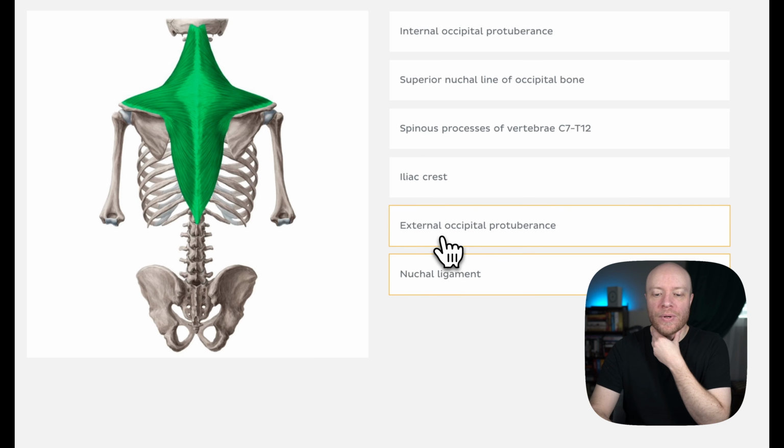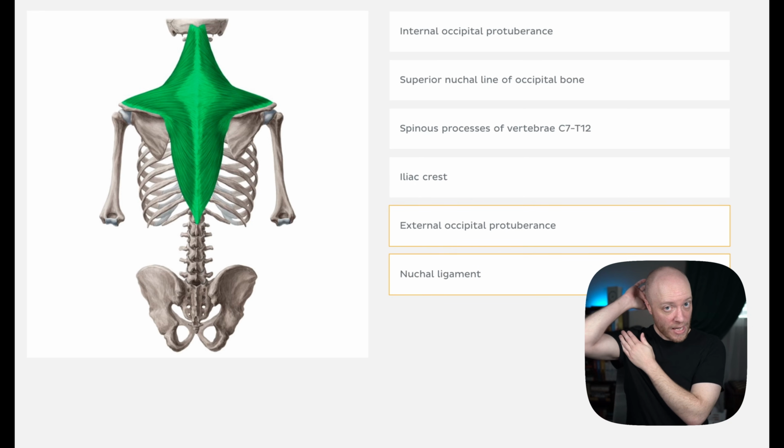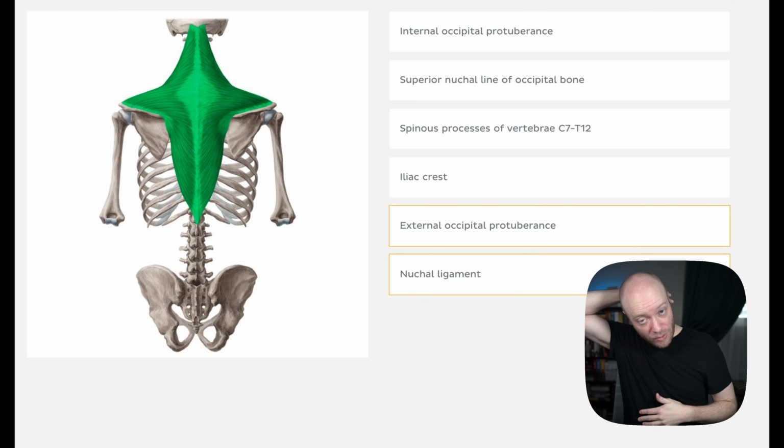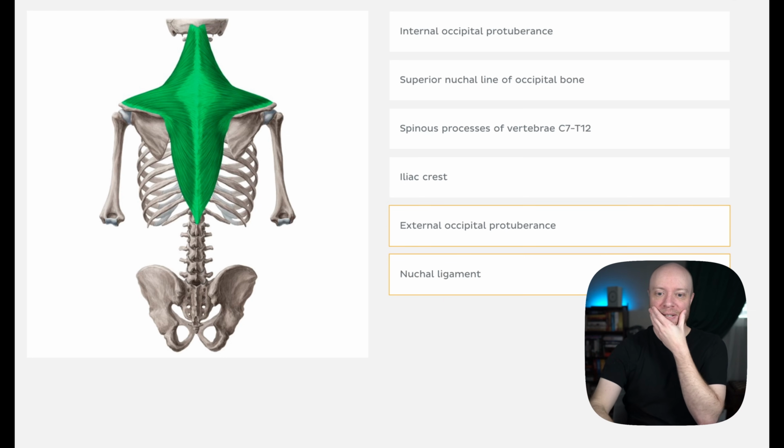Now, the next one is going to be the external occipital protuberance. So that is the bump in the back of the occiput, and then the nuchal ligament, I should say, is what is going to come off of it. Then the iliac crest, that is all the way down here. That's this portion here. So the answer is not going to involve the iliac crest.